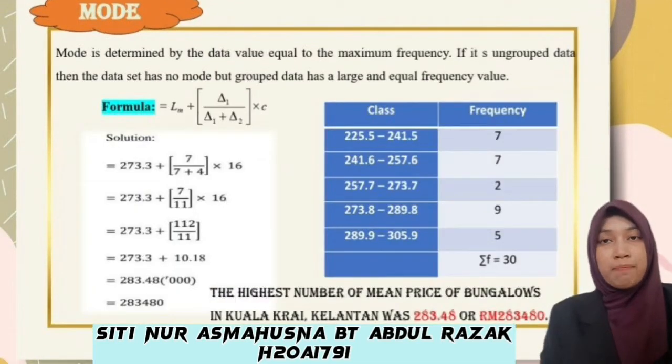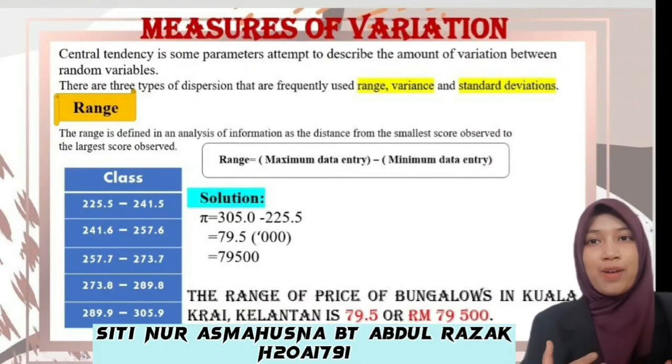Mode is determined by the data value with the maximum frequency. If it's ungrouped data, then the data set has no mode if no value repeats, but grouped data has a large and equal frequency value. On the slide we can see the formula of mode, and the solution that we get for mode is 283,480. So the answer is the highest bungalow price in Kuala Krai, Kelantan is 283,480.